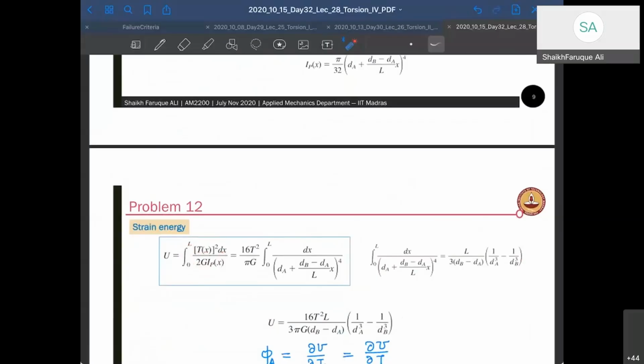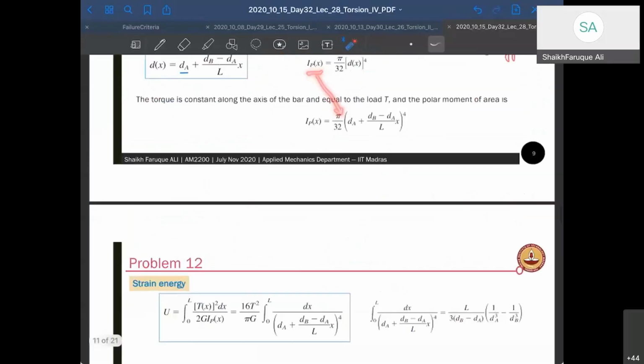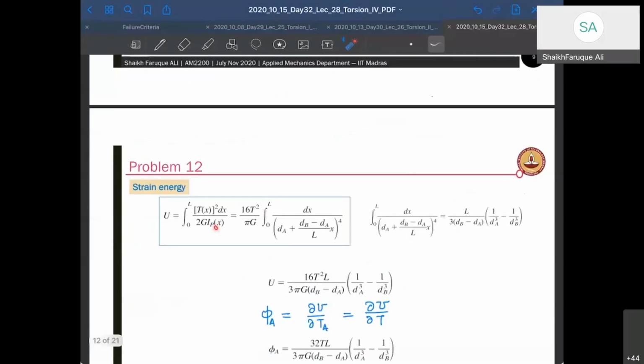Okay. So now, Ip, sorry, not dx. Ip of x is this. So you put it back here, and then you integrate. Okay. Remember, you have to do this integration. So please remember how to do those integrations. Keep them at your hand.